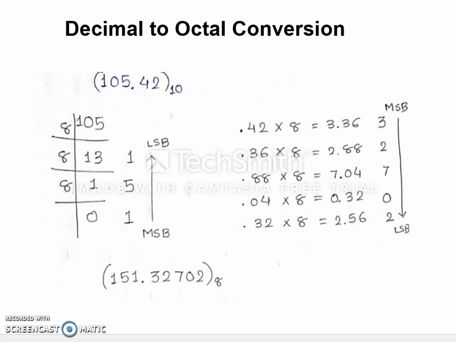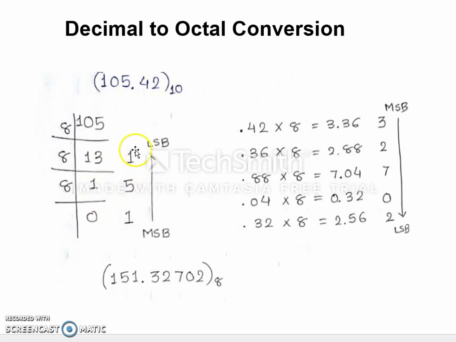Let's take an example of decimal to octal conversion. 105.42 is a decimal number, and we have to convert that into octal format. We have to use a separate method for the integer part and a separate method for the fractional part. In the integer part we use the division method, in the fractional part we use the multiplication method. So we'll start with the integer part. We divide 105 by 8. So 13, 1 remainder, 13 by 8, 1 quotient, 5 remainder, 1 by 8, 0, 1 remainder.